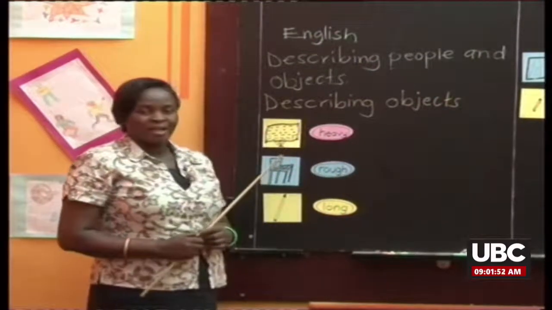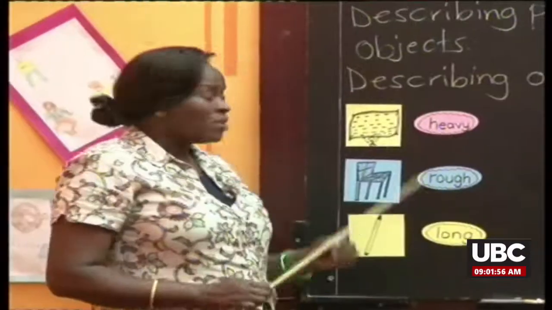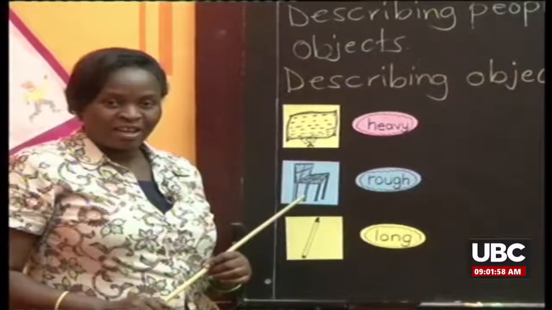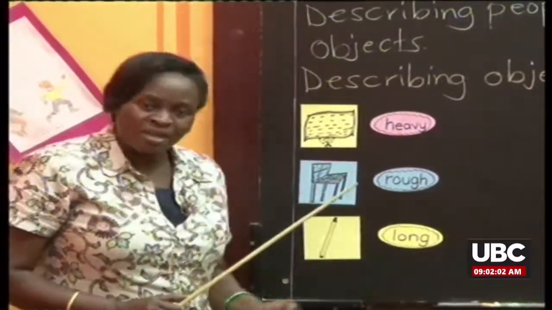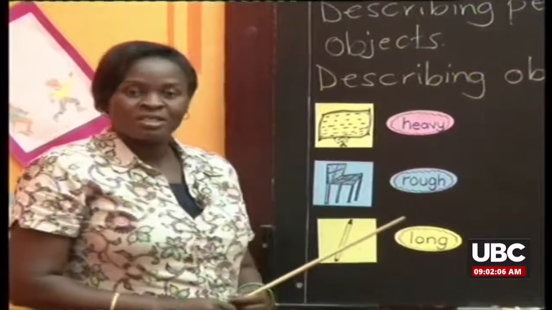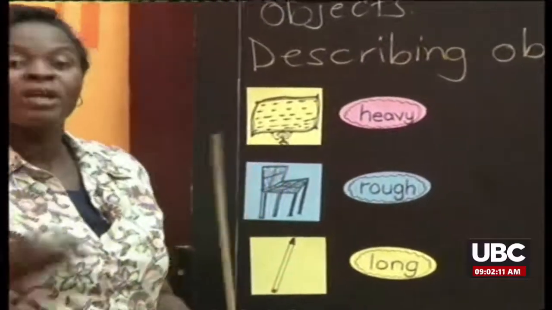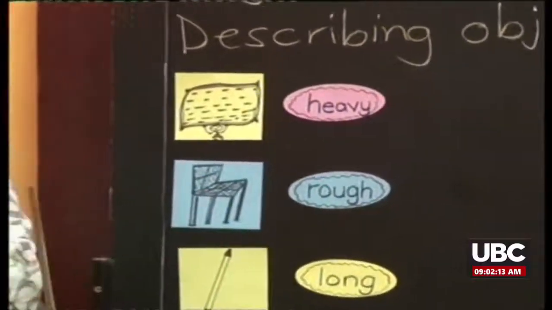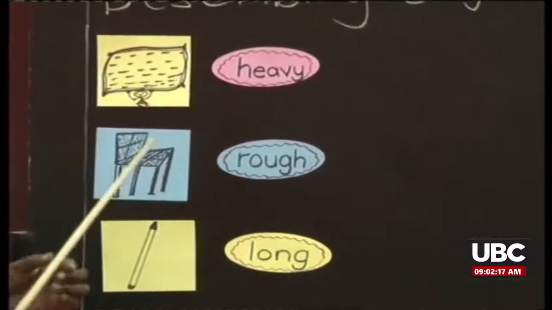Now, our first one, we have the word heavy, trying to describe what we have in the picture here. That means the sack is heavy. We are describing the sack. There might be very many sacks around, but you pick on a heavy one. So somebody can tell you, "Go pick me a heavy sack." You directly go to the sack you feel it is heavy.